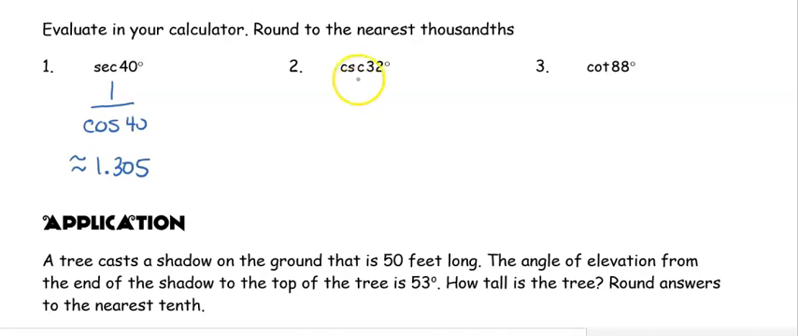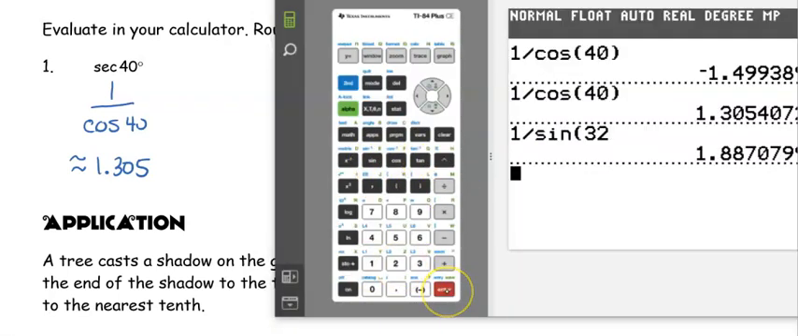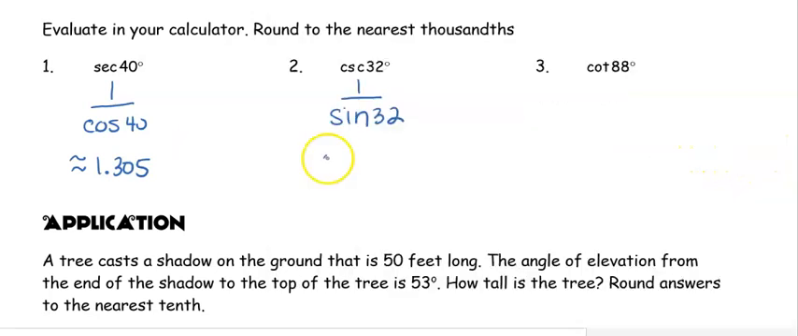So for number 2, if I'm looking for cosecant of 32, cosecant is the reciprocal of sine. So I do 1 over sine of 32. Back to the calculator, 1 divided by sine 32. We don't have to worry about checking it because we know that we have it in degree mode. 1.887, that 0 tells me that it's going to stay as 1.887.